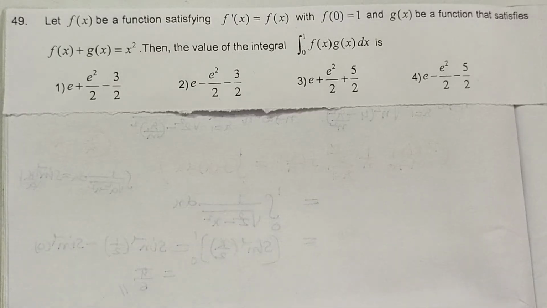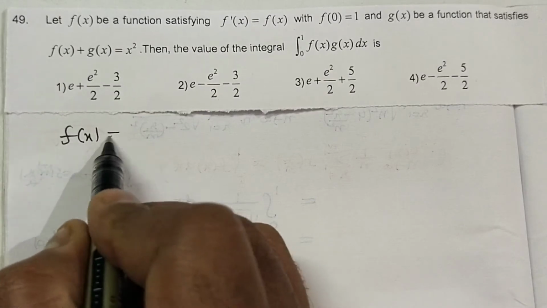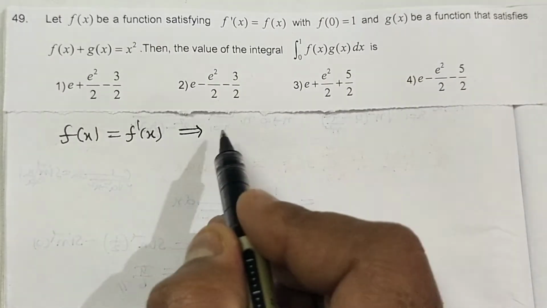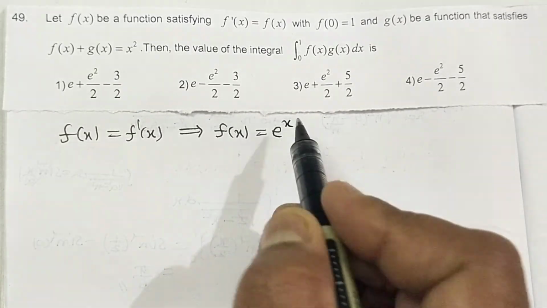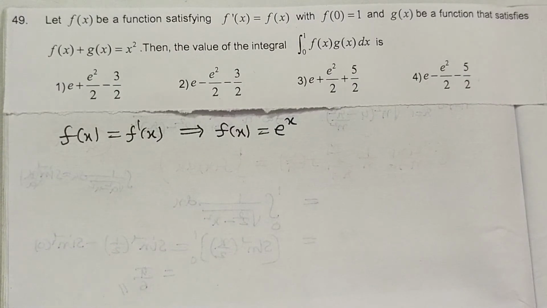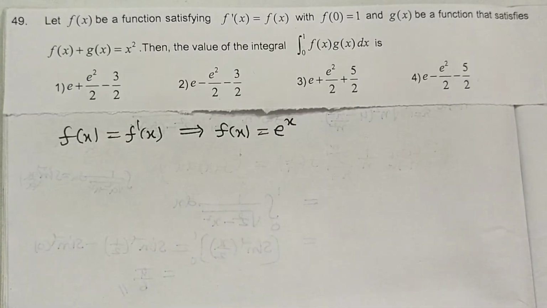The next question. Let f of x be a function satisfying f dash of x equal to f of x with f of 0 equal to 1, and g of x be a function that satisfies f of x plus g of x equal to x square. Then the value of the integral 0 to 1 of f of x g of x dx is equal to. These are the options. Here the condition is given: f dash of x equals f of x. That implies the function f of x should be e power x. For the function e power x, the derivative as well as the function are the same. So we got the function f of x.